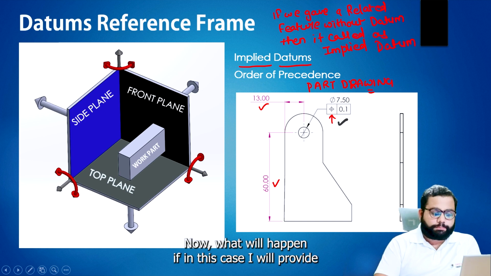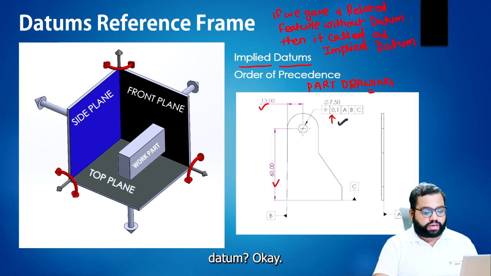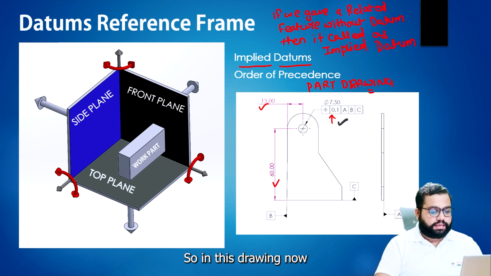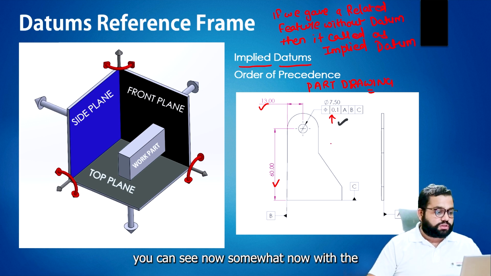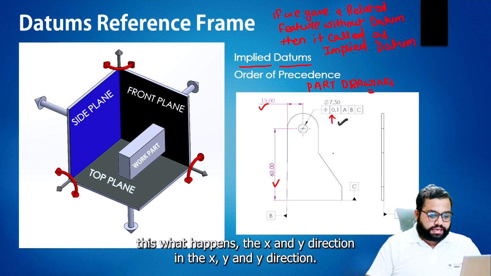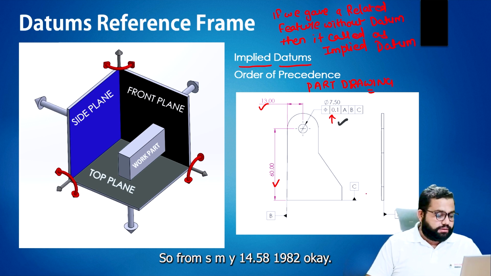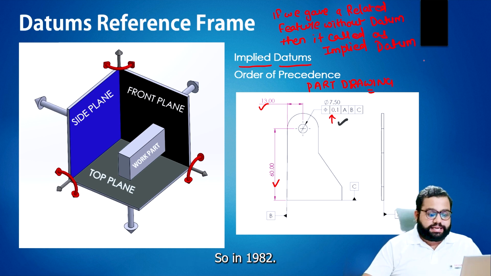Okay, now what will happen if in this case I provide datums? So in this drawing, now you can see, in the x and y direction, I have given these datums. So from ASME Y14.5, 1982.